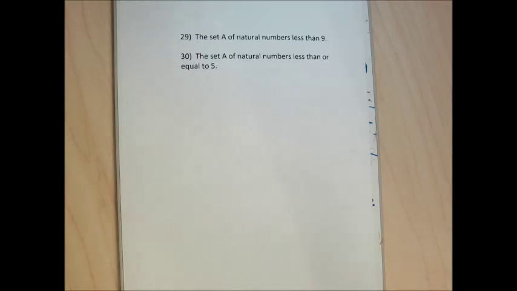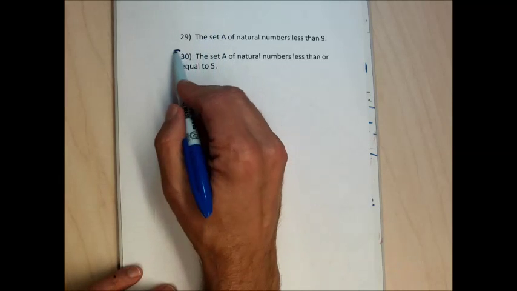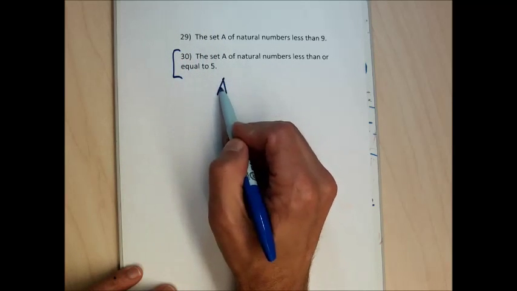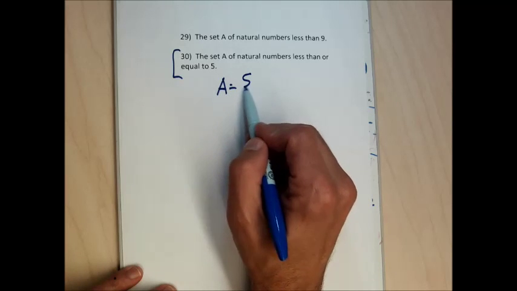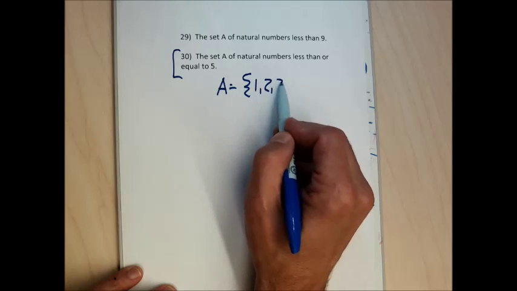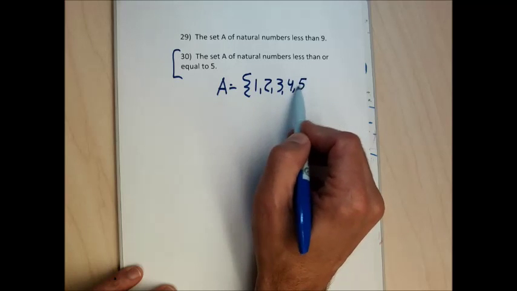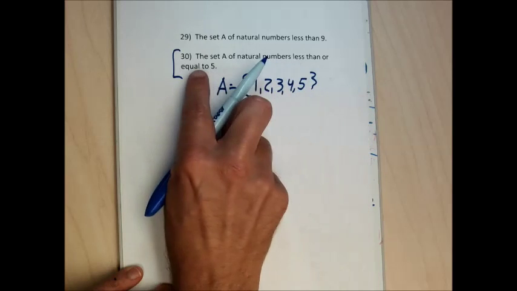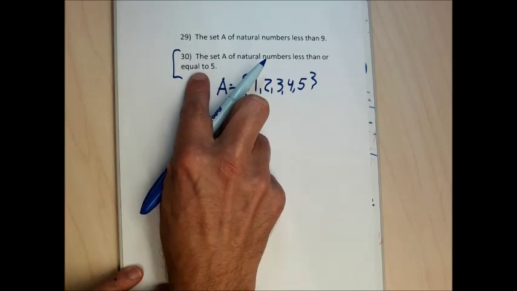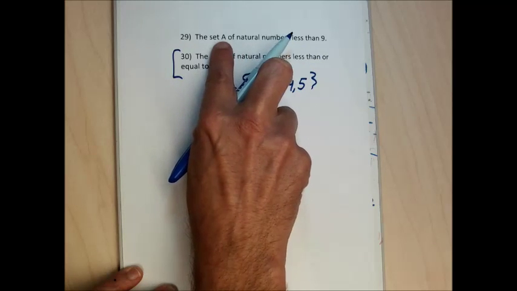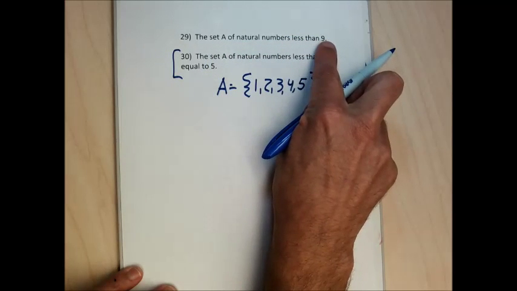29 and 30 don't talk about even or odd numbers, so I'm talking about all the natural numbers here. So in problem 30, A is a set of natural numbers less than or equal to 5. Natural numbers start at 1. I'm going to stop at 5, and I'm going to include the 5 because of the or equal to. When you go to figure out the elements of your set A, you're not going to include the 9, but you're going to include 1 through 5.